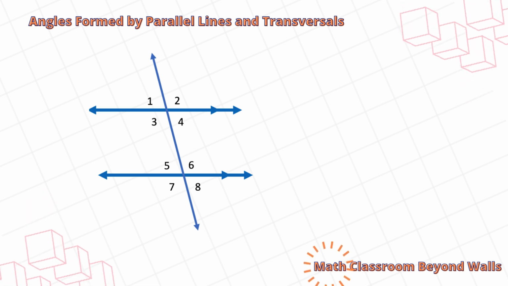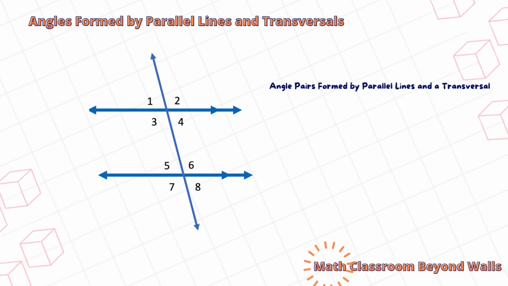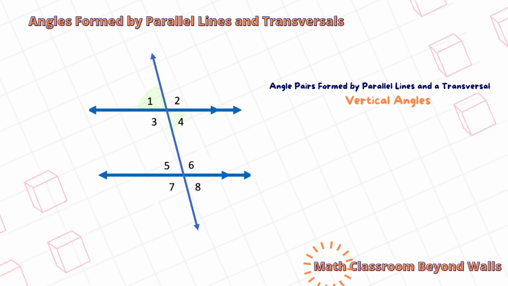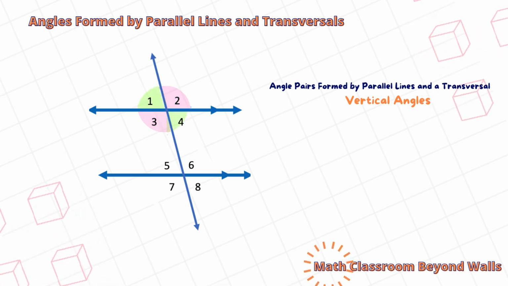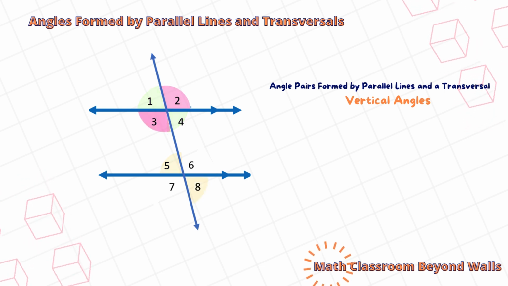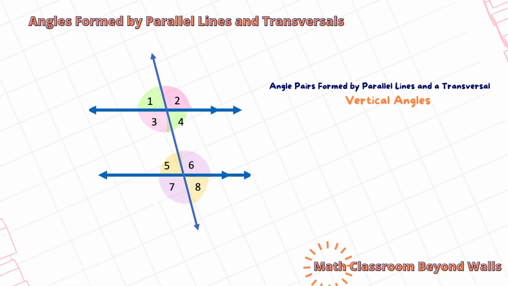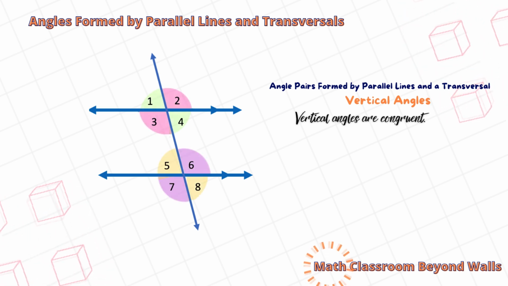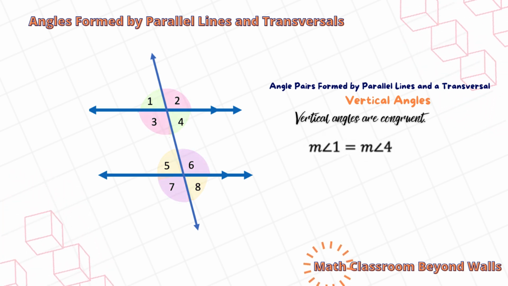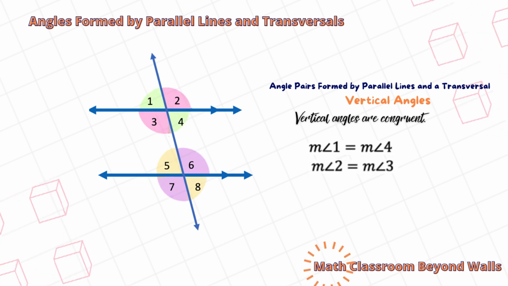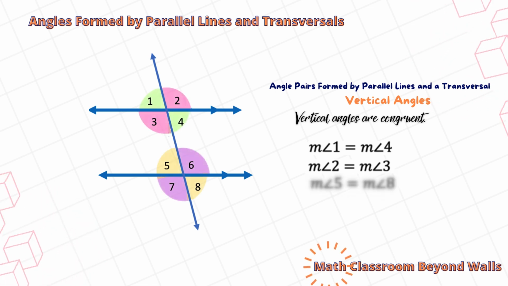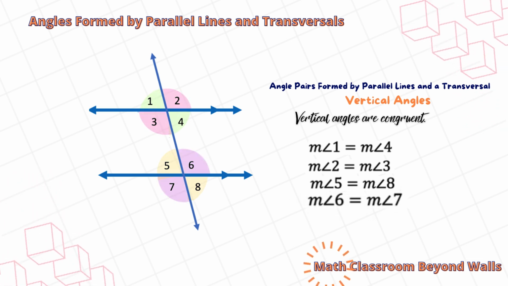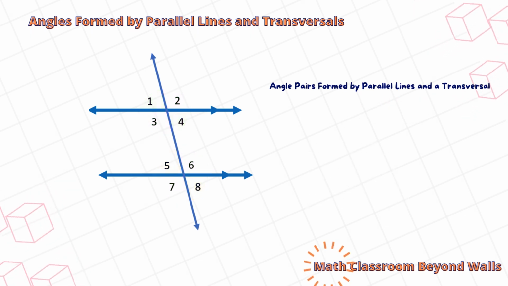Apart from those pairs, the following angle pairs are also formed. Vertical angles. The following are vertical angles: angle 1 and angle 4, angle 2 and angle 3, angle 5 and angle 8, and angle 6 and angle 7. We know that vertical angles are congruent, so the measure of angle 1 equals the measure of angle 4. The measure of angle 2 equals the measure of angle 3. The measure of angle 5 equals the measure of angle 8. And the measure of angle 6 equals the measure of angle 7.